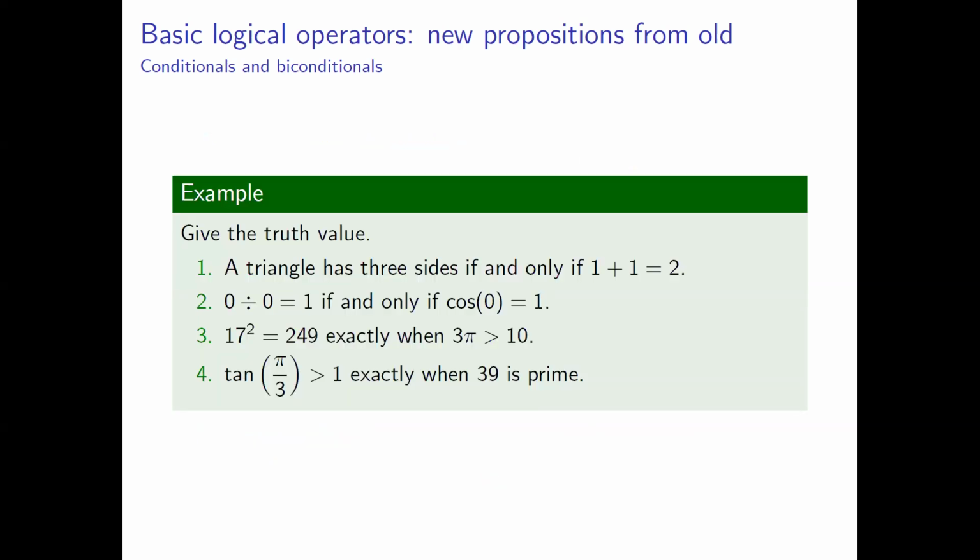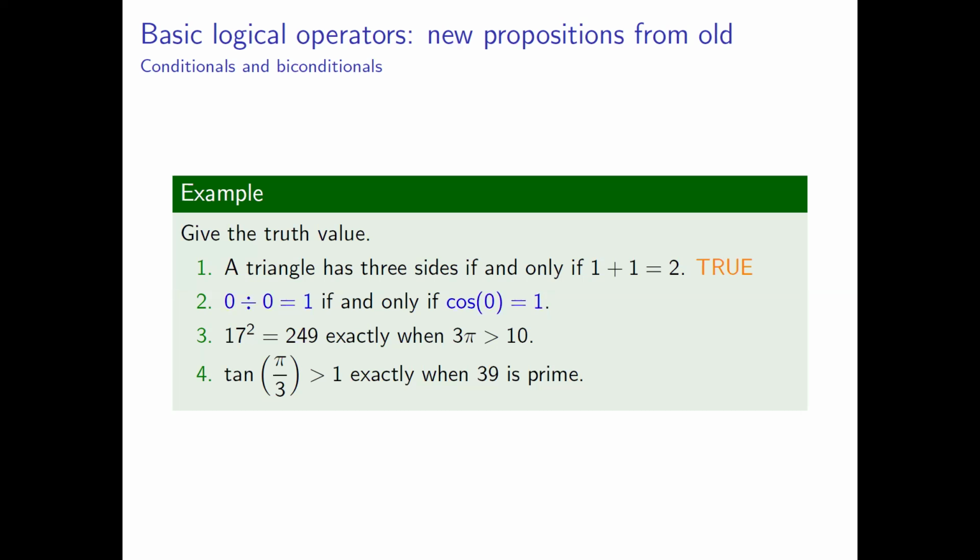For this set of examples, we are to determine the truth value of the given statements. In the first sentence, the statements, a triangle has 3 sides and 1 plus 1 equals 2 are both true. Therefore, the biconditional sentence is true.